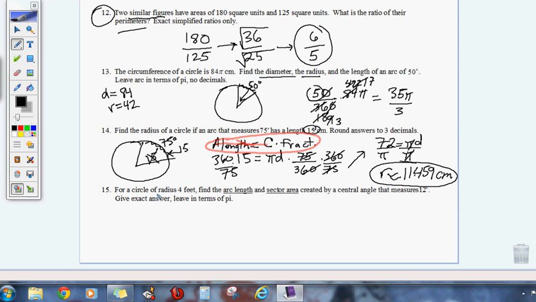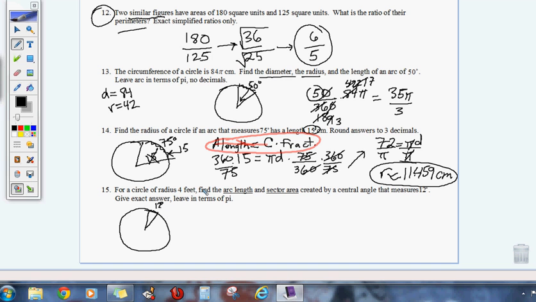For a circle of radius 4, I'm going to draw a quick picture. You should have applauded me there, because that is an absolute perfect circle when drawing with this pen. Radius of 4, find the arc length and sector area with a central angle of 12. So this is going to be a really small portion here. It's 12 degrees.